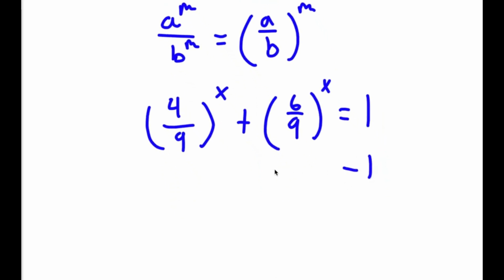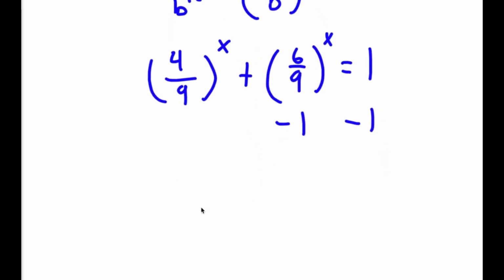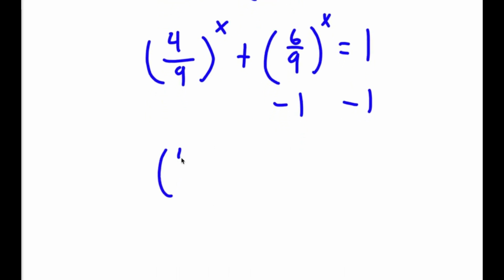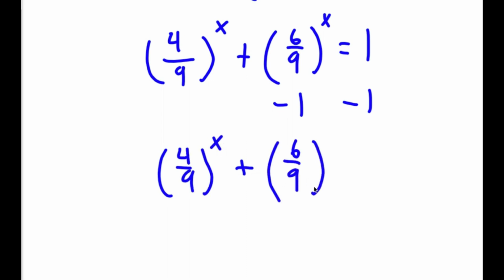So now I can go ahead and subtract 1 on both sides. So now I have 4 over 9 to the power of x plus 6 over 9 to the power of x minus 1 is equal to 0.